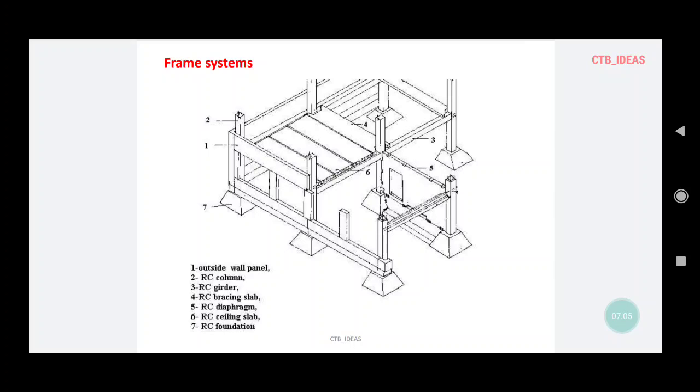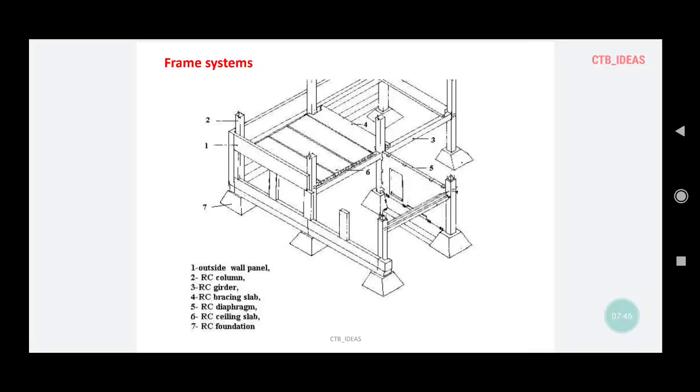You can see the elements are linear, a linear design. You can see two types of slab. Number 4 and number 6 both are slabs. Fourth is the bracing slab and sixth is the ceiling slab. So this is a system where you have all the elements or components in reinforced cement concrete. They are precast. They are placed at their designed or desired position, and then one by one you are fixing the panels or the other components the way they are supposed to be placed as per the design.